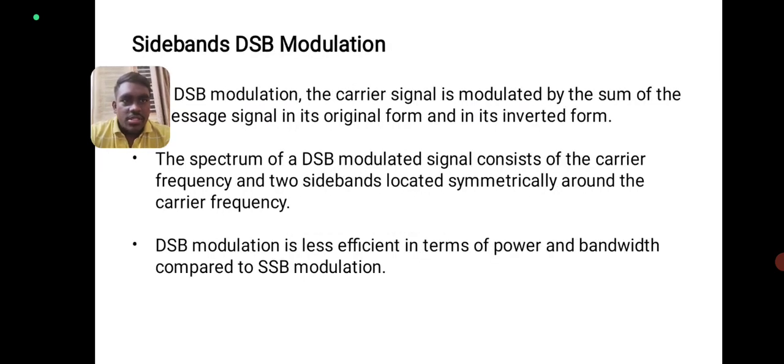A DSB modulated signal is a carrier modulated by the message signal, in its original and its inverted form. The spectrum of a DSB modulated signal consists of the carrier frequency and two sidebands located symmetrically around the carrier frequency. DSB modulation is less efficient in terms of power and bandwidth compared to SSB modulation.